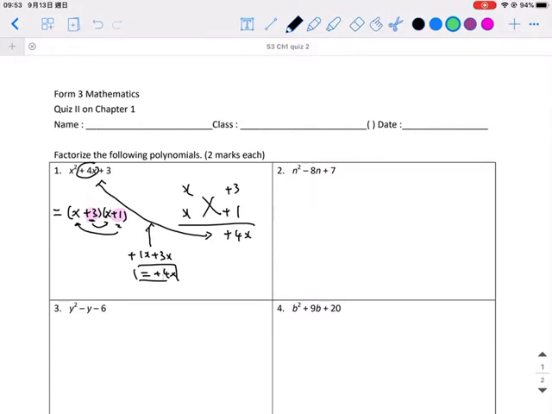For the second question, the first one is n squared, which is n times n, and positive 7. I will think about the negative factor pair, because the second term is negative 8, so it should be negative 7 and negative 1. After the cross multiplication, cross method, you will get negative 8n. So the answer is n minus 7 and n minus 1.